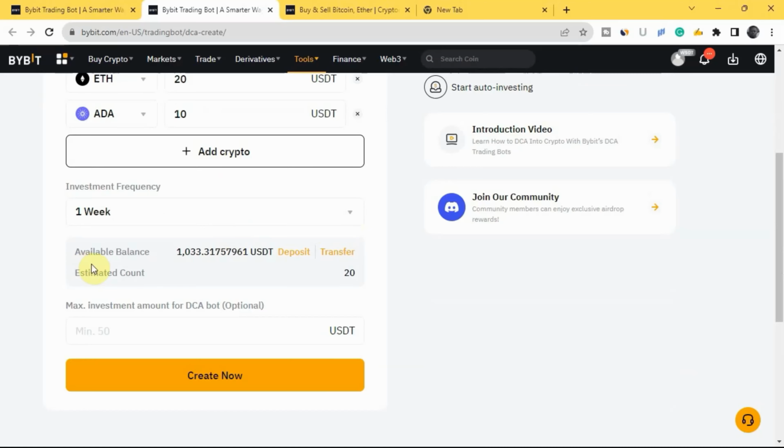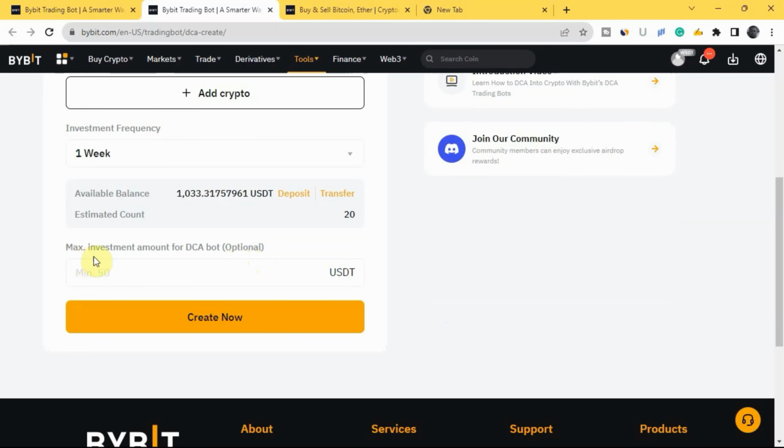Now, the next thing is to check the available balance you have in your funding wallet. Right now, I have $1,032 in my funding wallet on ByBit. And if you come right here to where you have maximum investment amount for DCA bot, this is optional, by the way. This is telling you that if you have a maximum amount you want to invest in this, you can enter it here.